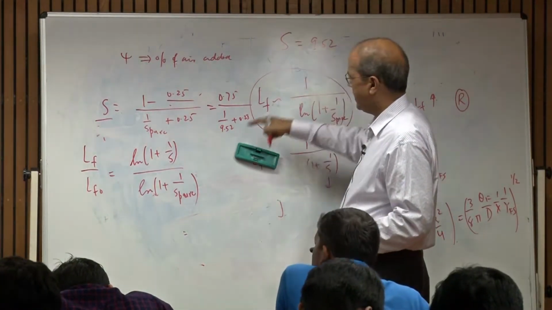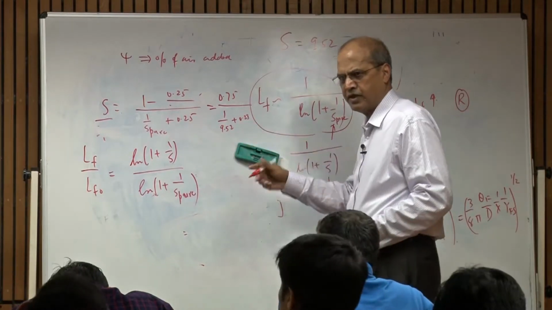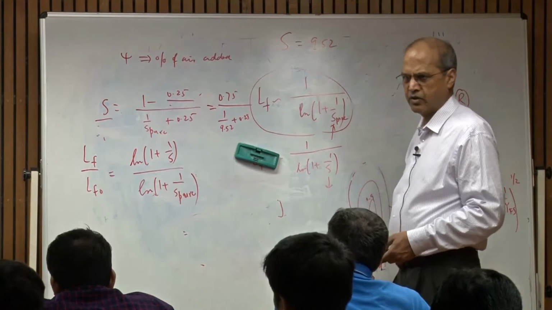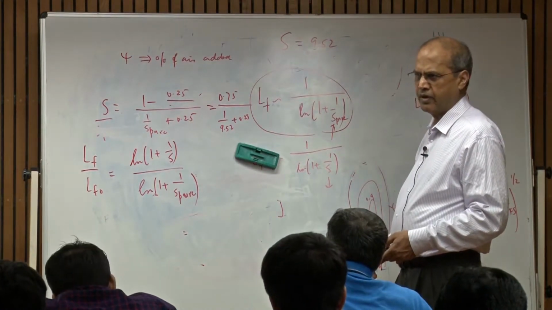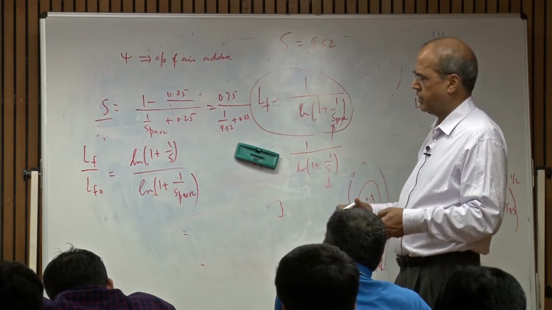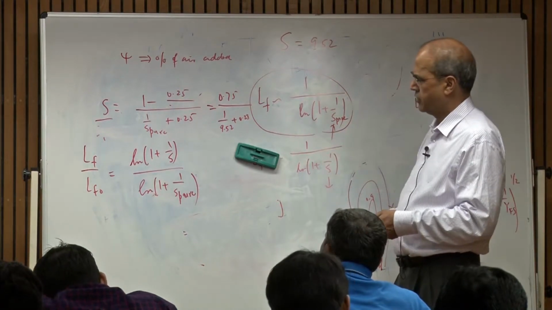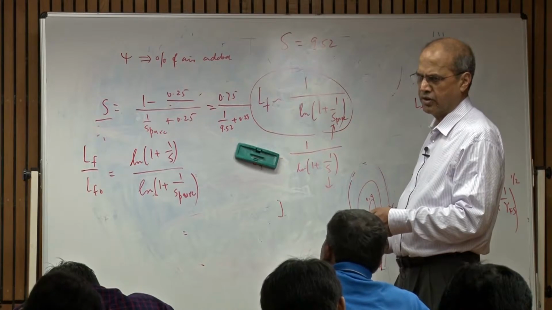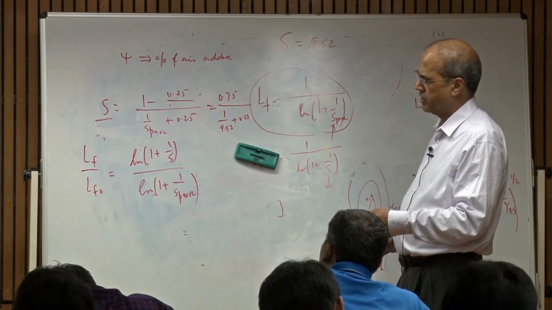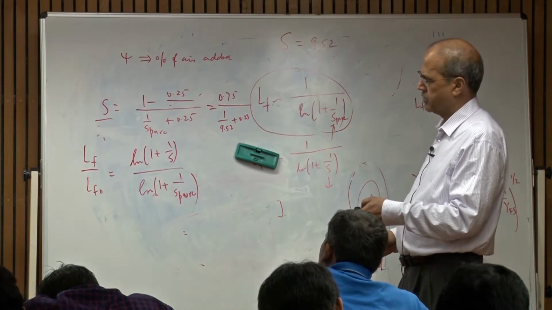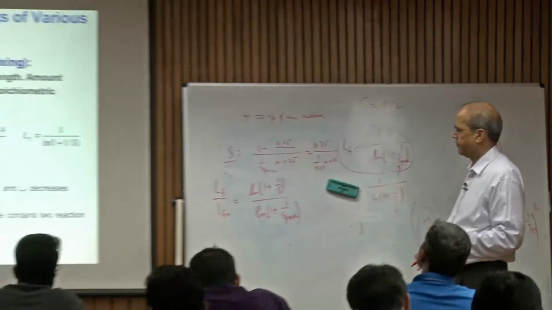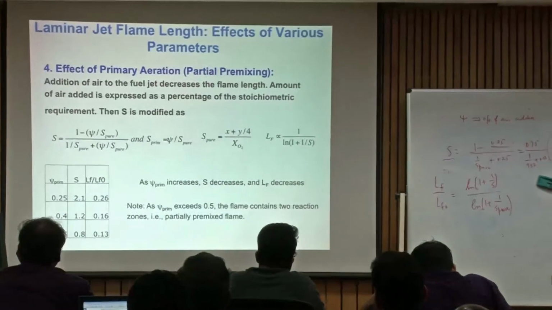So, by adding air to the fuel jet, what is the result? Okay. We decrease the value of S. You can also see this physically, but we decrease the value of S. So, as S decreases, the flame length also decreases. This is just mathematically looking at this expression, because we are decreasing the value of S. Now, physically also it makes sense.